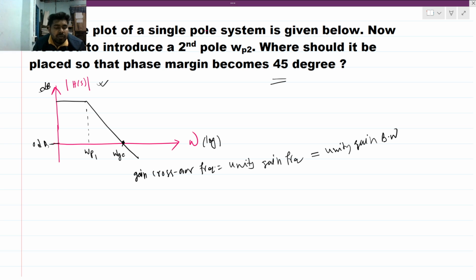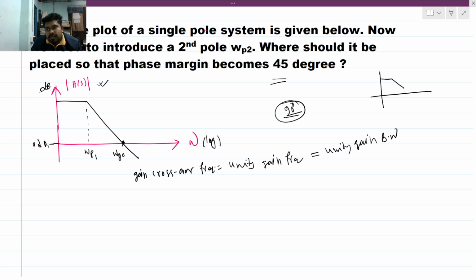So we have only one pole system. So here the phase margin is, we know that, 90 degrees, right, for a single pole system. Now actually we can add the pole in this manner. So this is our first pole, and let's say this is our second pole, and this is our unity gain frequency or gain crossover frequency. Okay, and we can also add the second pole like this. So this is our first pole and this is our second pole.